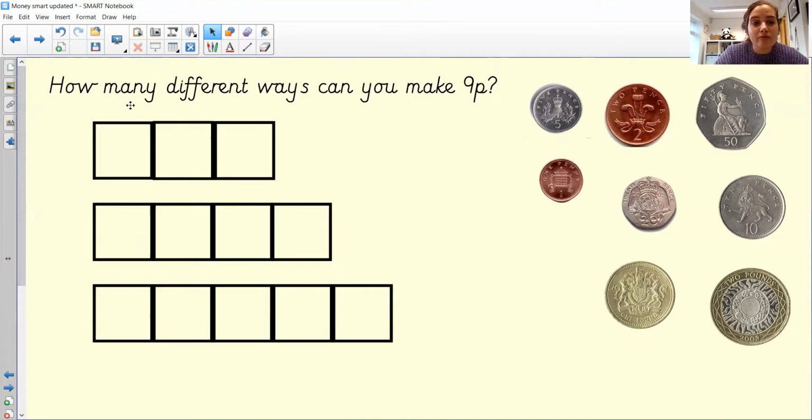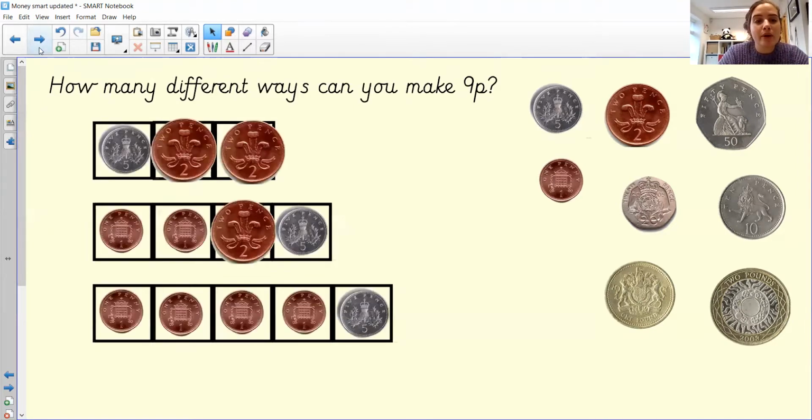So can you make it with 3 coins? Can you make it with 4 coins? And can you make it with 5 coins? Have a go. Excellent. This is what I came up with. I decided that I could make 9p with 5p and 2 2p's. I decided that I could make 9p with 2 1 pennies, a 2p and a 5p. These both make 9p. And the third way in 5 coins was 4 1p's and 1 5p. I hope you guys came up with some of the same answers that I did.